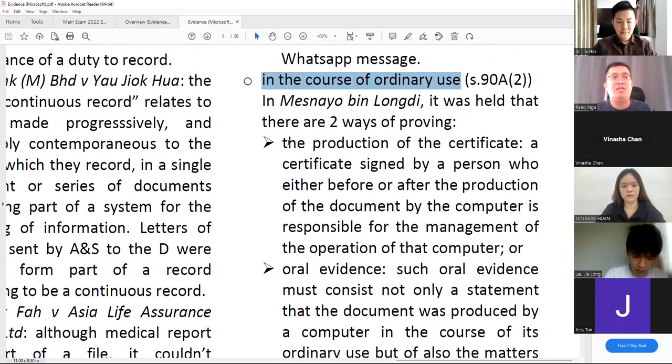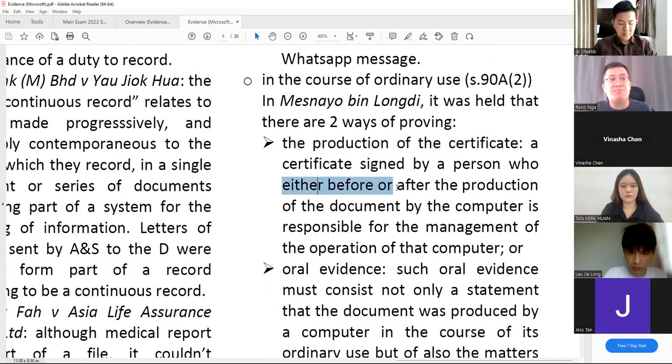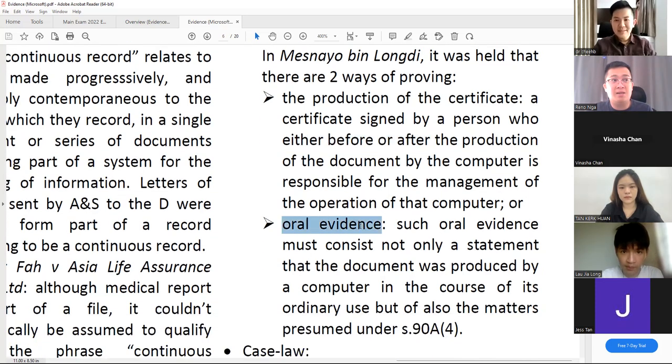Then the lord will say, either you produce a certificate signed by a person in charge of the computer. Who is this? Dr. Chi. And this thing is very important: the certificate can be signed either before or after. Means, let's say today is Mr. Chi, later on is Dr. Chi's wife. So Dr. Chi's wife, who is after controlling the computer, can sign this certificate as well. So the law allows, okay? But so far, I never see a question asked so complicated like this, but I just highlight to you, it can be either before or after. And alternatively, the judge also tells me, Mr. Reno, or you can ask Dr. Chi to come to court and give evidence.